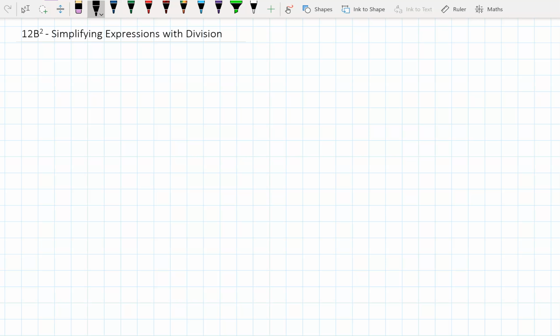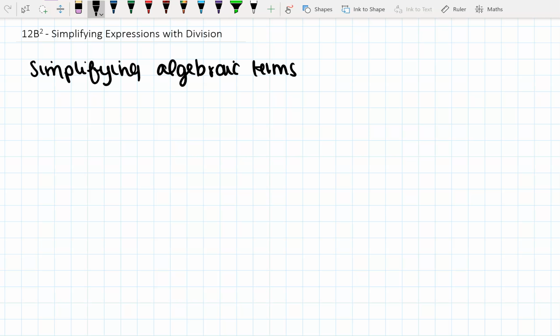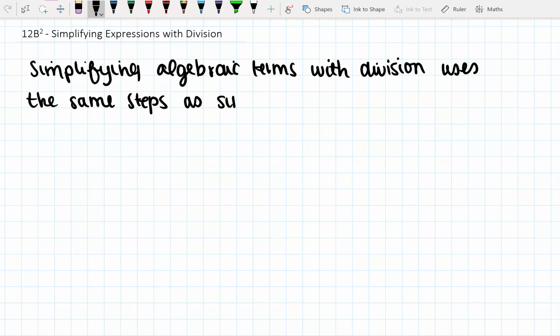Okay, what we're going to look at now is simplifying expressions and terms that have division in them. Now, simplifying algebraic terms with division uses the same steps as what we've done when we've simplified normal fractions.